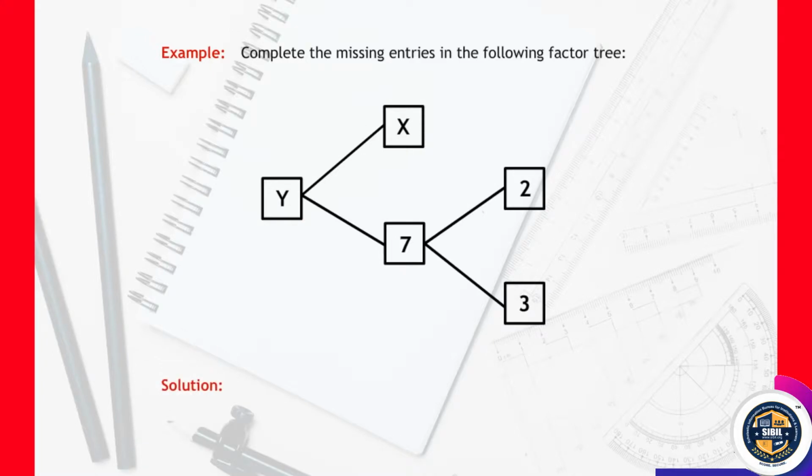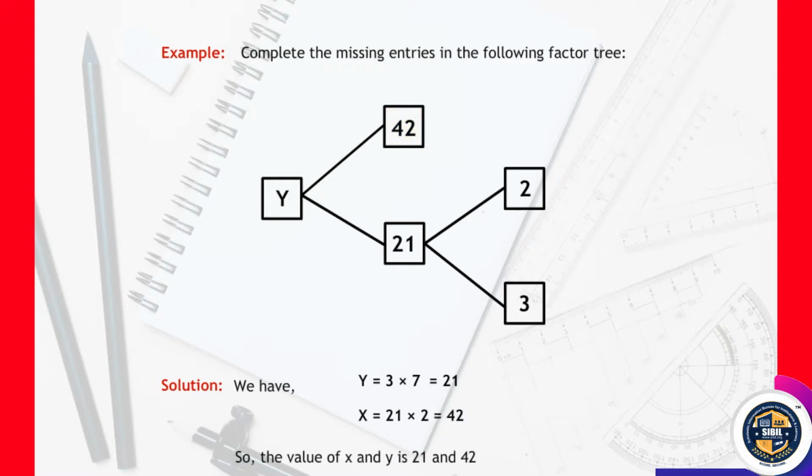Solution: in this factor tree, we have 3 boxes filled with 2, 3 and 7 and 2 boxes are empty. Now we mark them as x and y, so we need to find these numbers. Now look at y. As y has 3 and 7 as factors, so y is equal to 3 into 7 or 21. Now look at x. As x has 2 and 21 as factors, so x is equal to 2 into 21 or 42. So the value of x and y is 42 and 21.